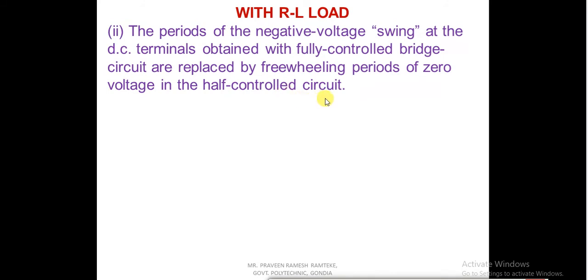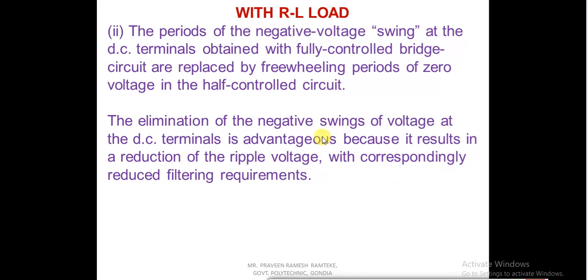Means without using any additional freewheeling diode with the inductive load, the freewheeling action is obtained. The elimination of the negative swings, that is half waving of the voltage at the DC terminals, is advantageous because it will result in the reduction of the ripple voltage, and correspondingly it reduces the filtering requirement.